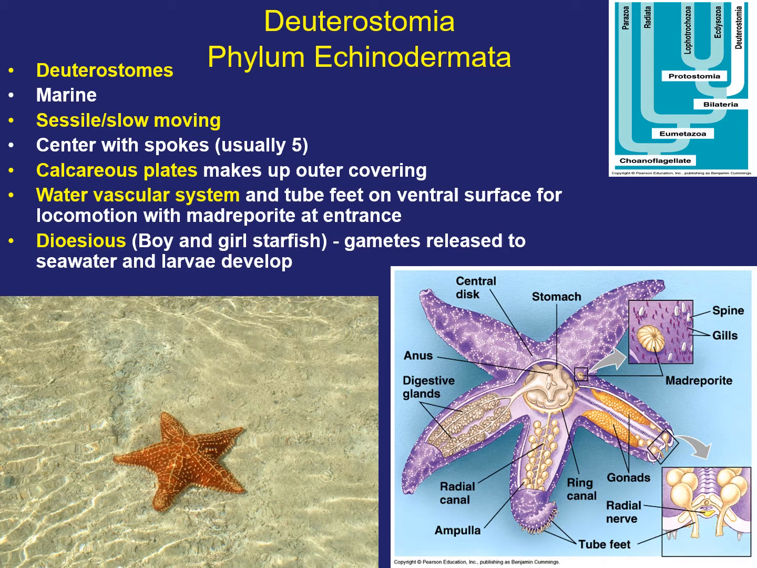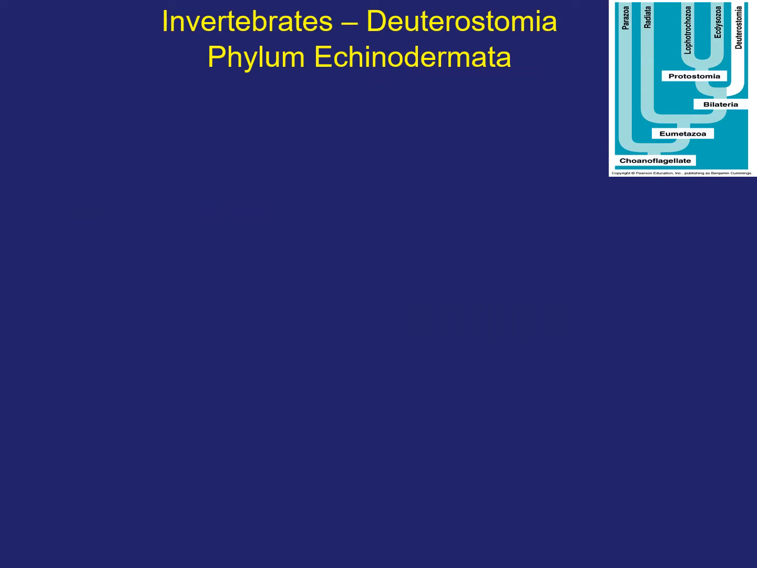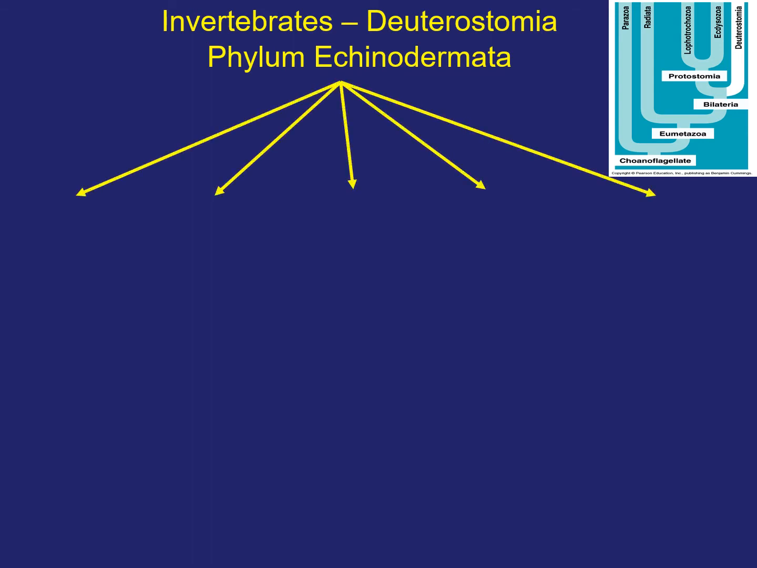They're dioecious, and what that means is there's separate girls and boys, so we have separate sexes. Gametes are released into the seawater, and there is a larval stage that results. Echinodermata is a phylum, so a large group. We're going to take a look at some of the classes now. Not all of them, just the ones that I've highlighted in yellow.